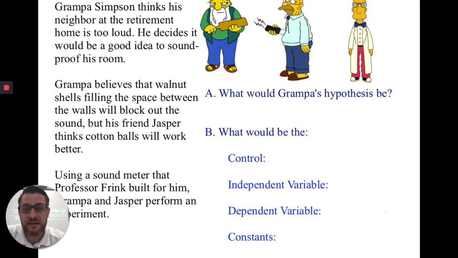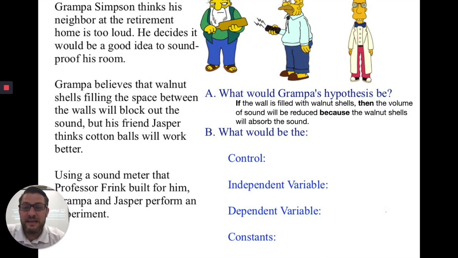Step 3 is to develop your hypothesis. A reasonable hypothesis that you might have here is that if the walls are filled with walnut shells, then the volume of the sound will be reduced because the walnut shells will absorb the sound. A good hypothesis is written with an if, then, because statement. The if gives us what you need to do. The then is a statement of what you think will be the results. And the because is your reasoning behind that.